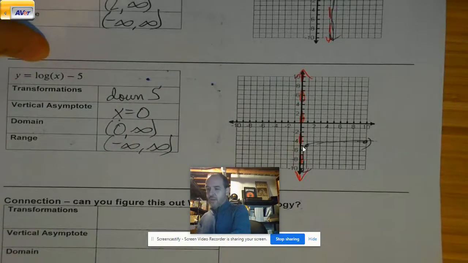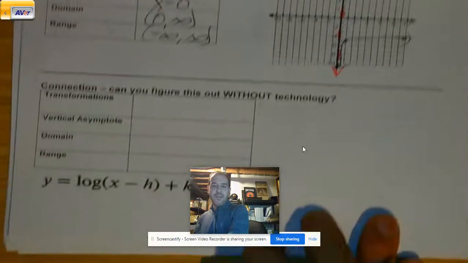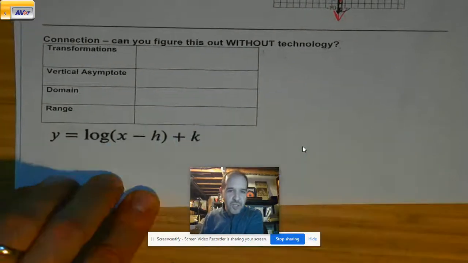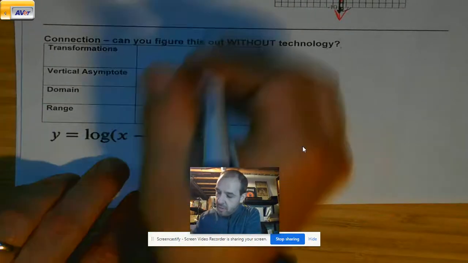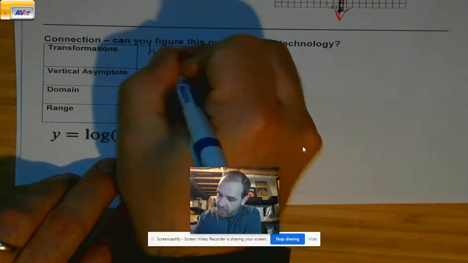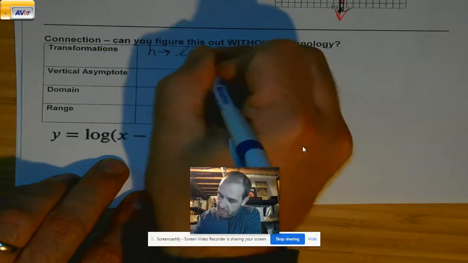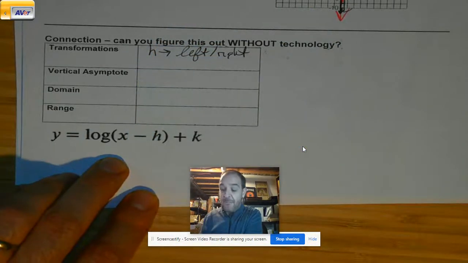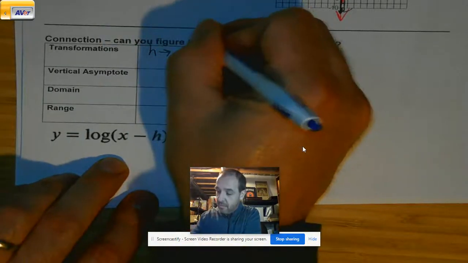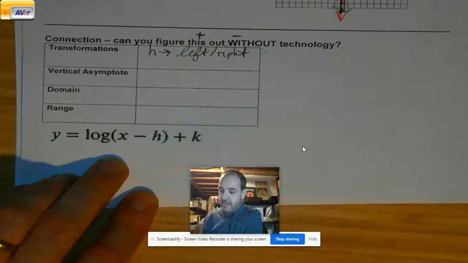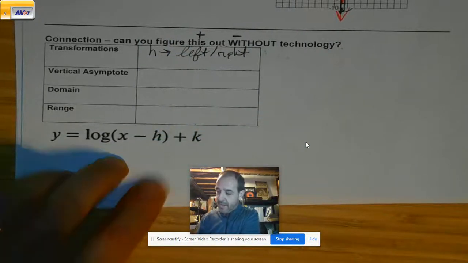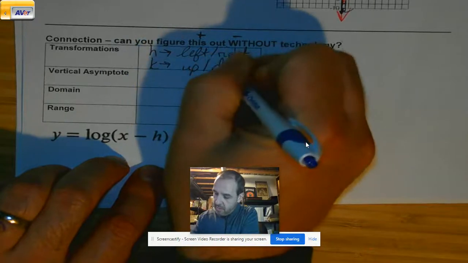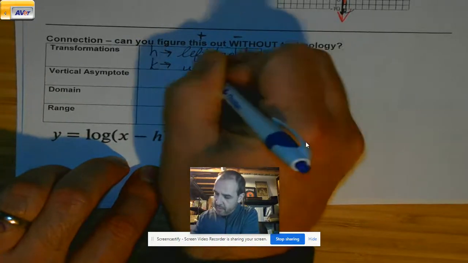Okay. So again, we've discussed most of this on the way through, but we'll see here. Okay, transformations, we talked about them. The h value is my left and right shift. It's the opposite of what I would think because of the minus there. My k is my up and down. Exactly what we would think it is.